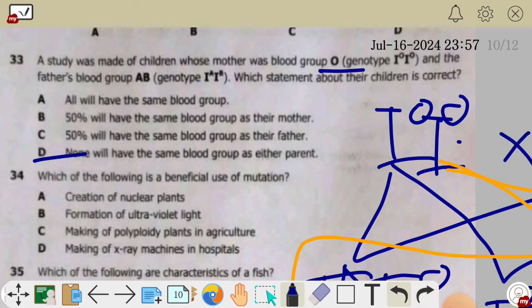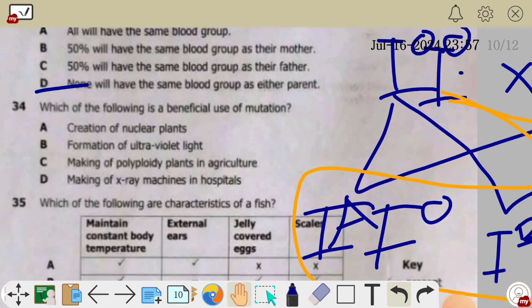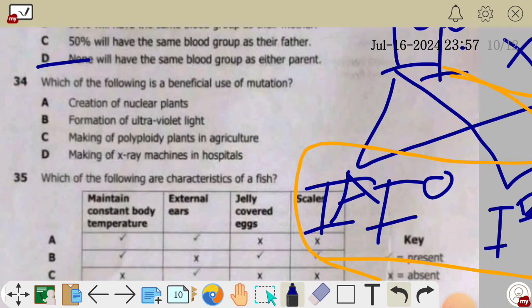So none of the offsprings will have the blood group as their parent. Question 34. Which of the following is a beneficial use of mutation? A, creation of nuclear plants. B, formation of ultraviolet light. C, making of polyploid plants in agriculture. And D, making X-ray machines in hospitals.